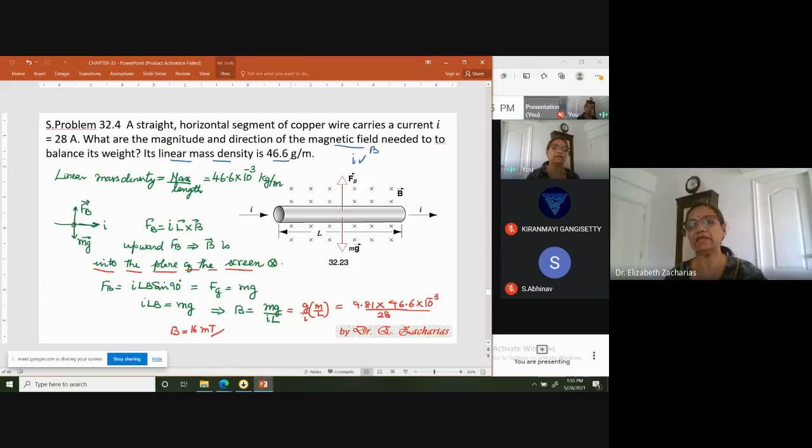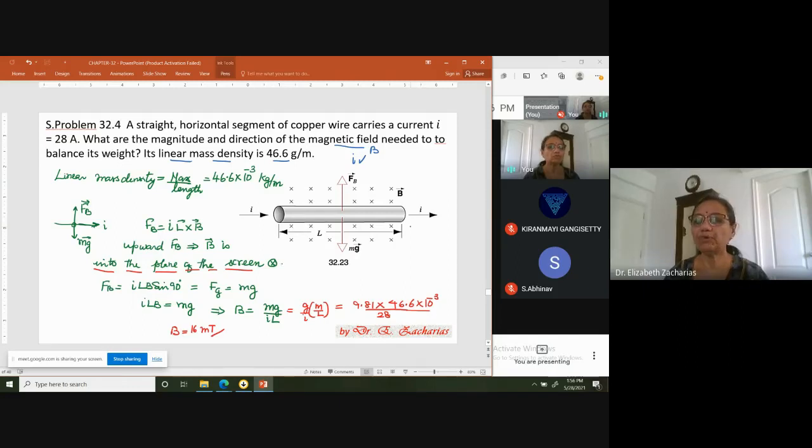Linear mass density. So what's linear mass density? Linear mass density is mass per unit length. Kilogram per meter, you have to make it. Mass per unit length, 46.6 gram per meter. So convert it into kilogram per meter. So that's your linear mass density. Now let's assume that you're going to take some unknown length L of the wire. You're passing a current in this direction as shown here.